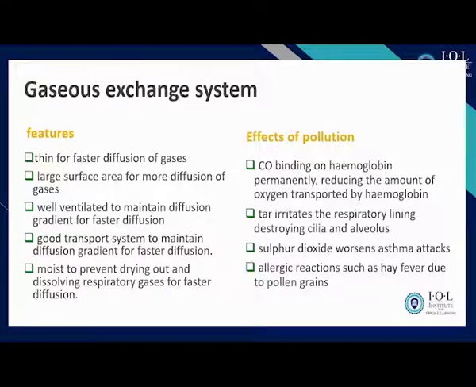What are the features of the gaseous exchange system? It's thin. Why is that a very important feature? When it's thin, there's a short distance between where the gases are diffusing from to where they are diffusing to, and that speeds up the process.